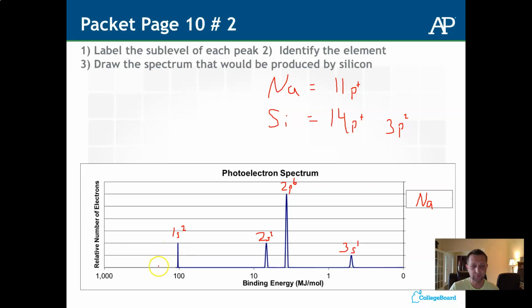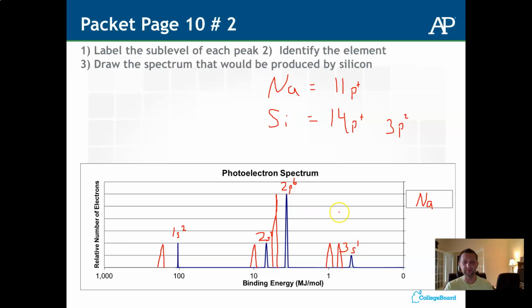So silicon will have definitely a 1s2 peak. It will have a 2s2. It will have a 2p6. Okay. It'll have a 3s2. So we're going to shift that here. 3s2. And a 3p2 right there. Okay. Same height because there's 2 electrons in it. 1s2, 2s2, 2p6, 3s2, 3p2.